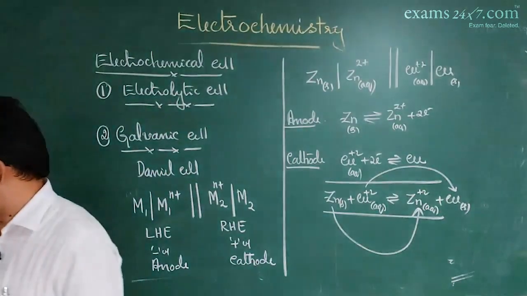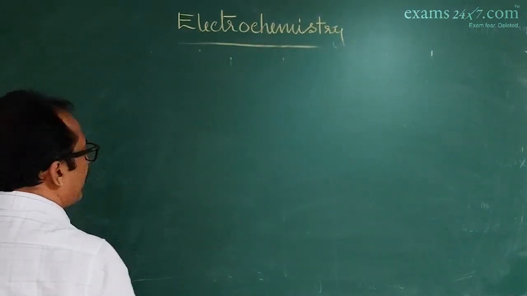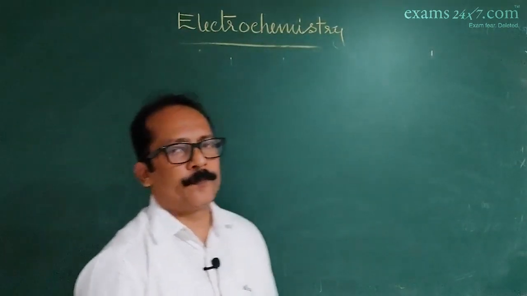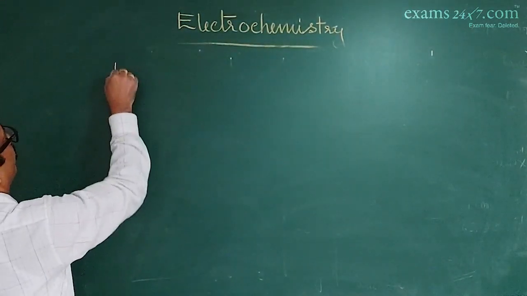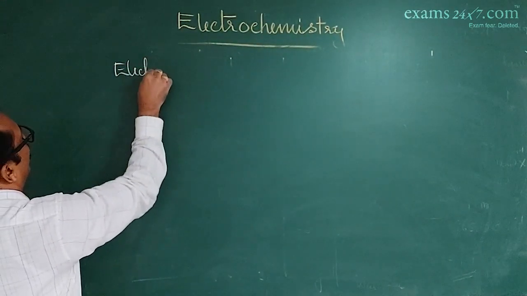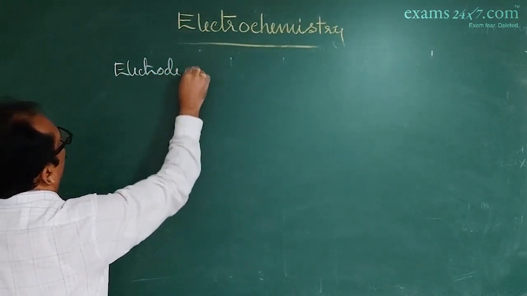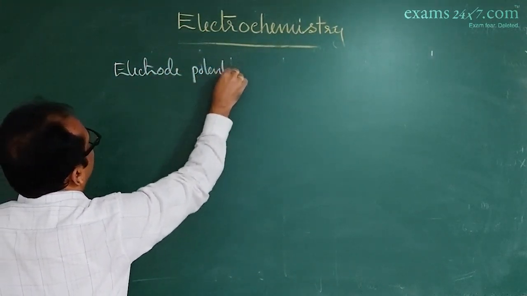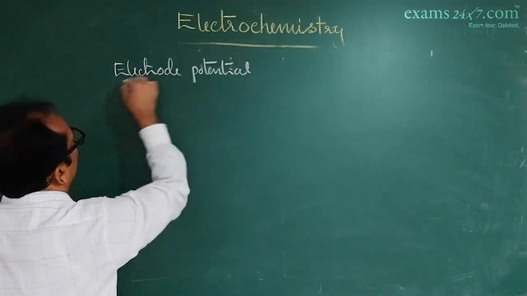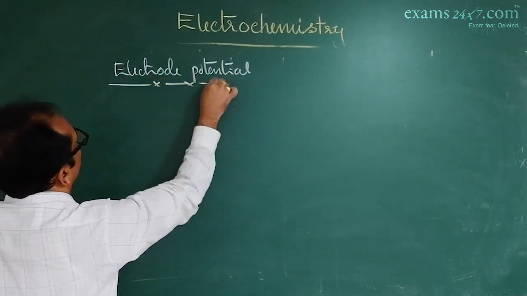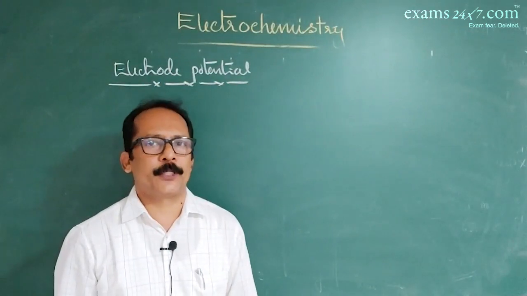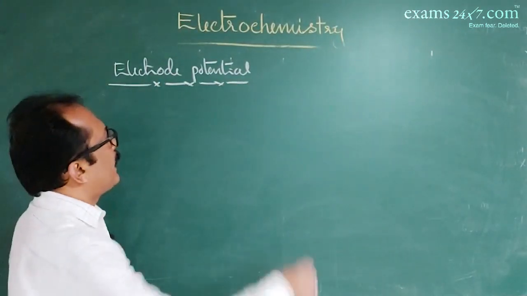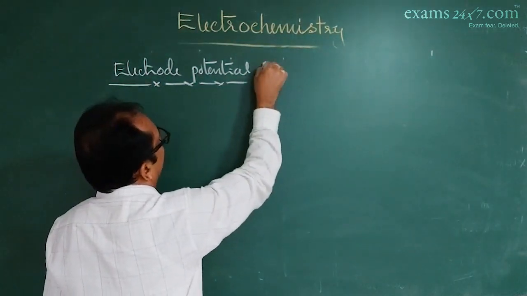Now, next about electrode potential. What is called electrode potential? It is the potential developed when a metal is in contact with its own ions. The potential thus developed is called electrode potential, and it is represented as E.